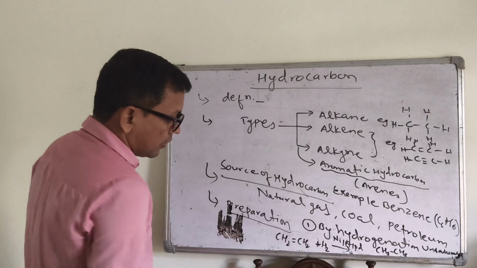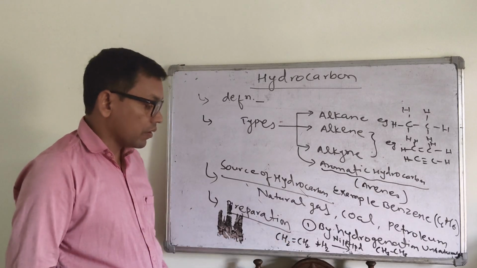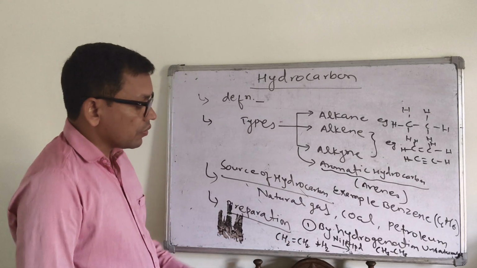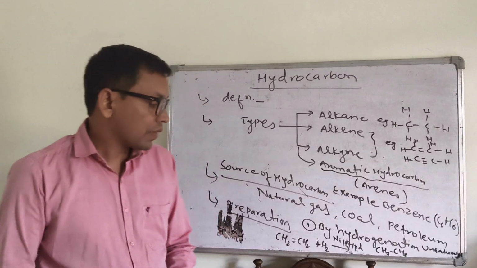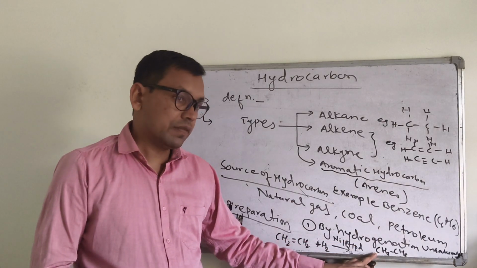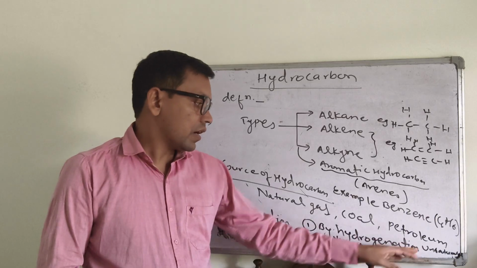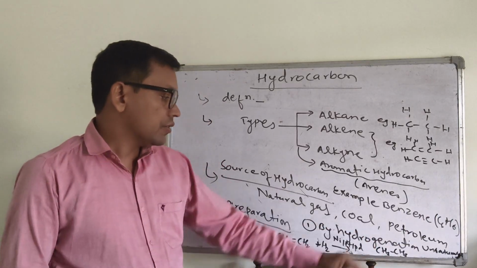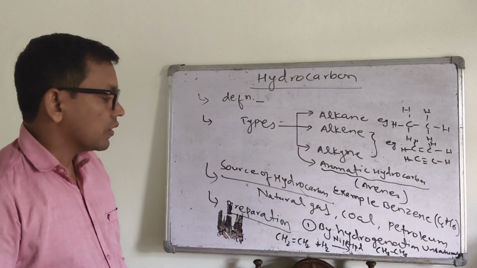In the same way, if we take ethyne, a triple bond compound, it reacts with hydrogen in the presence of nickel, platinum and palladium. It gives ethene in the first step, then after further hydrogenation, it gives ethane.